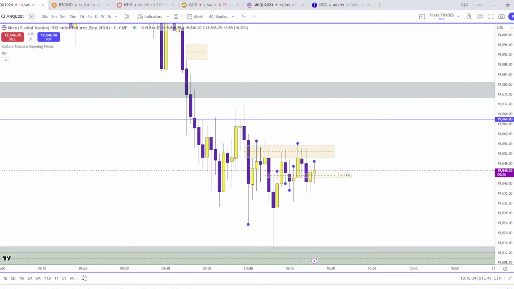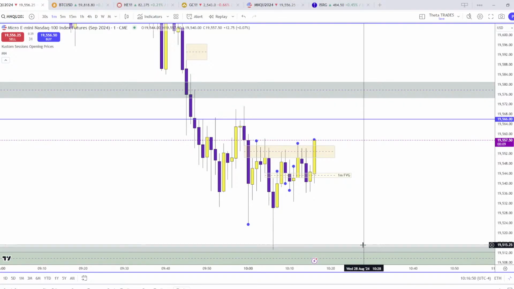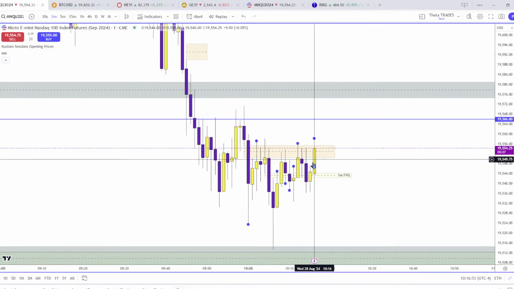One tick. That's some accuracy there. Abs. Morning, Abs. There we go.